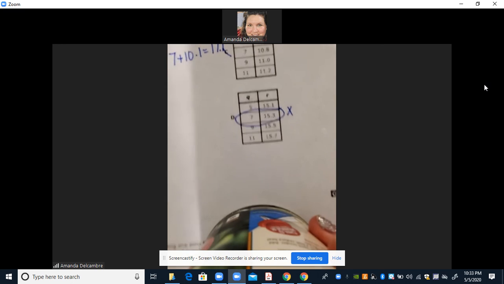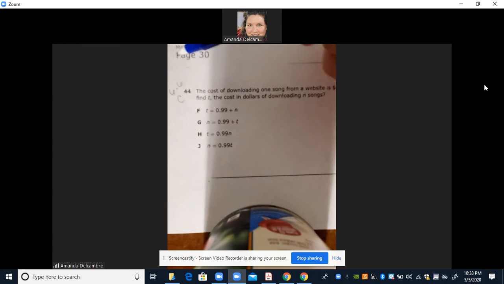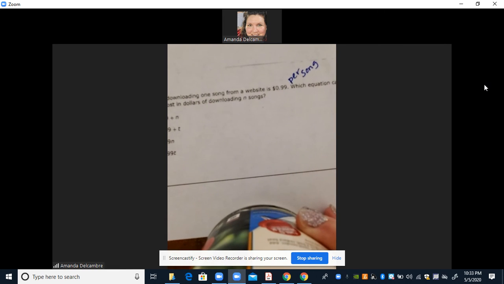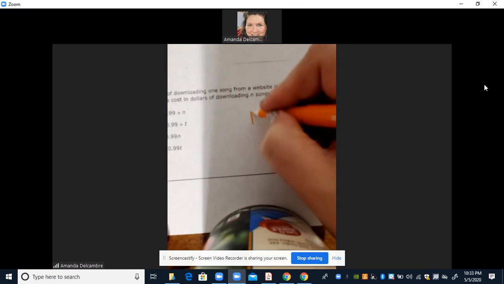Last one that we're going to work here. Number 44, the cost of downloading one song from websites is 99 cents. Which equation could be used to find T, the total cost in dollars of downloading N songs? I wish that they would have written that one song from the website is about 99 cents per song. They should have put per there. That would have been very helpful.